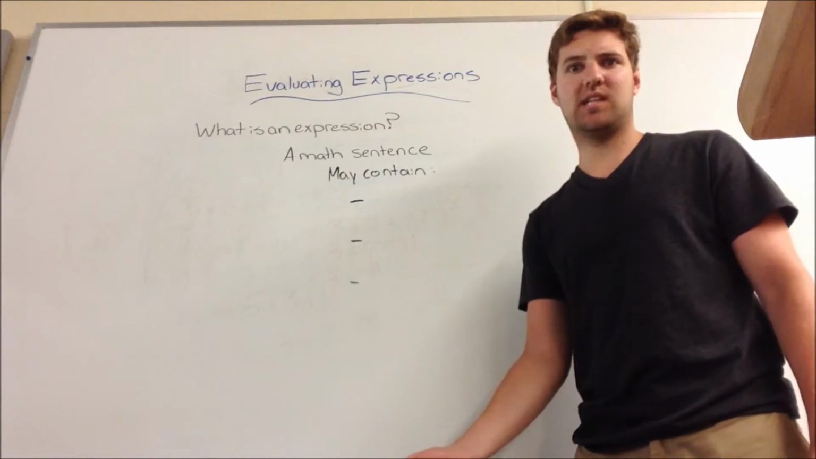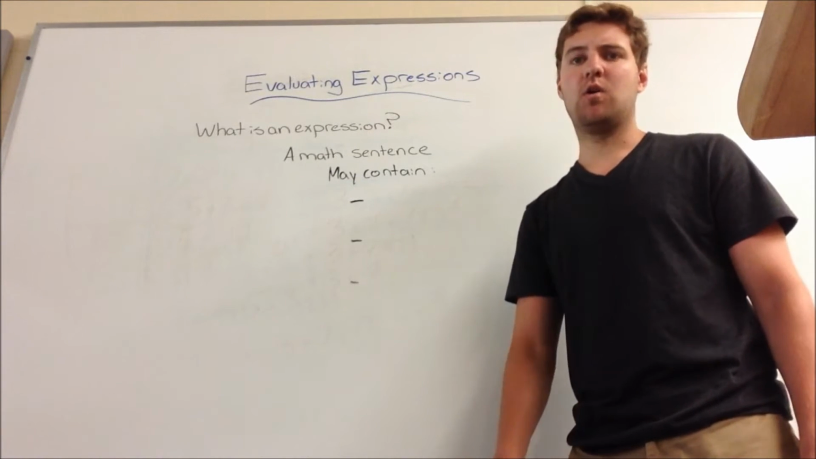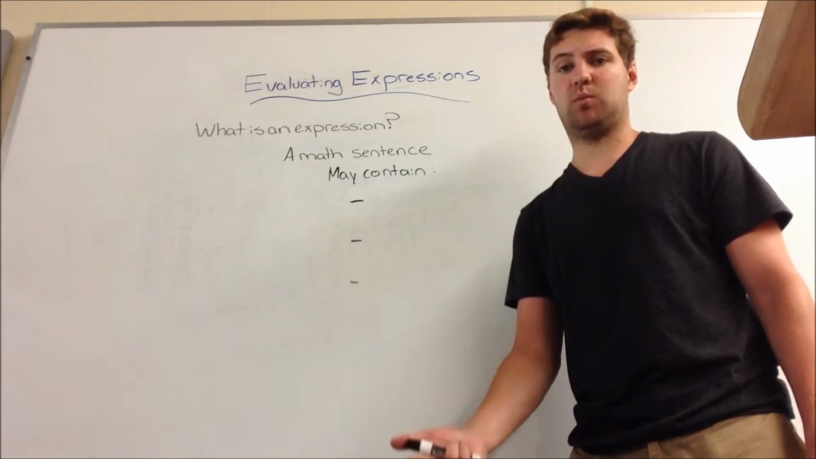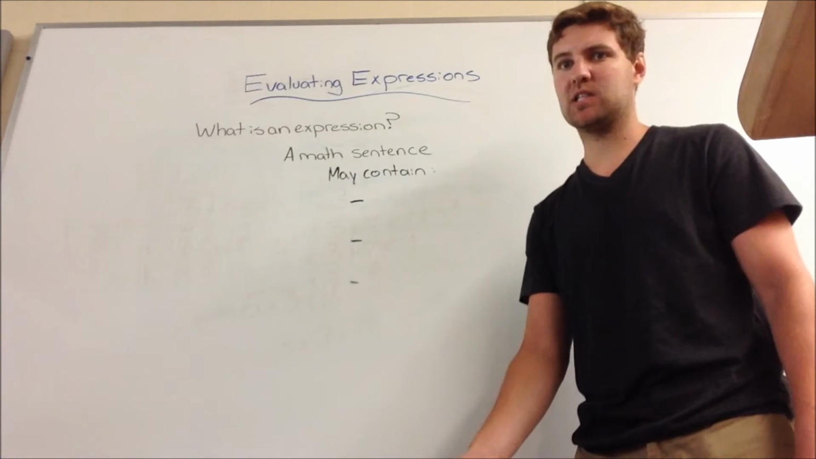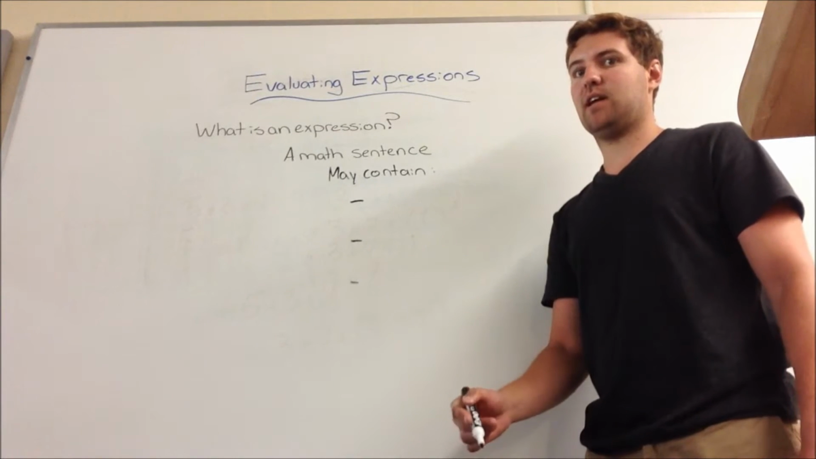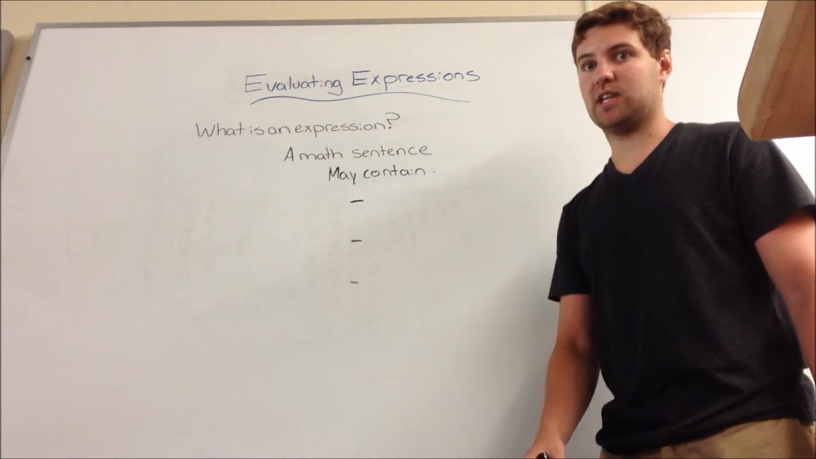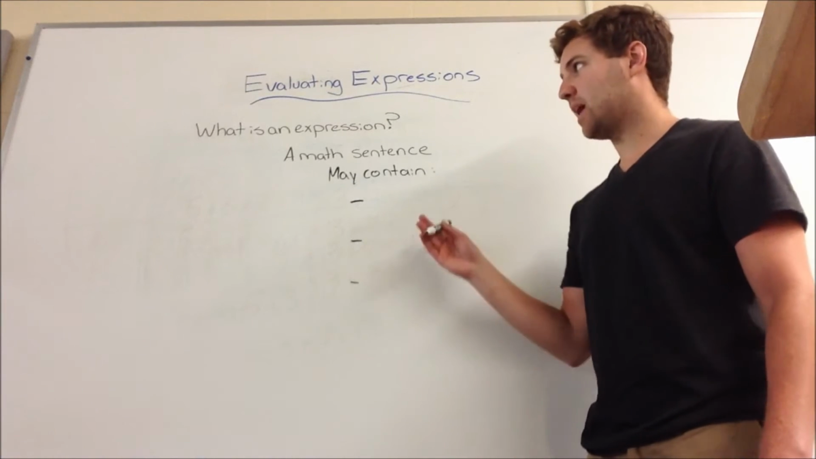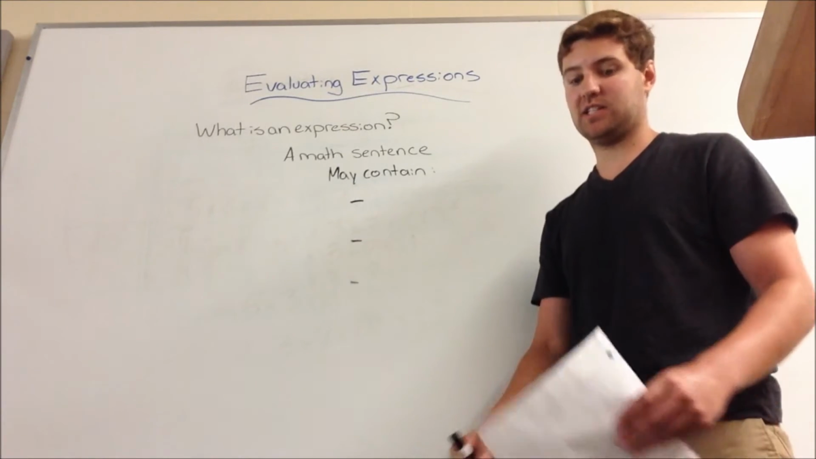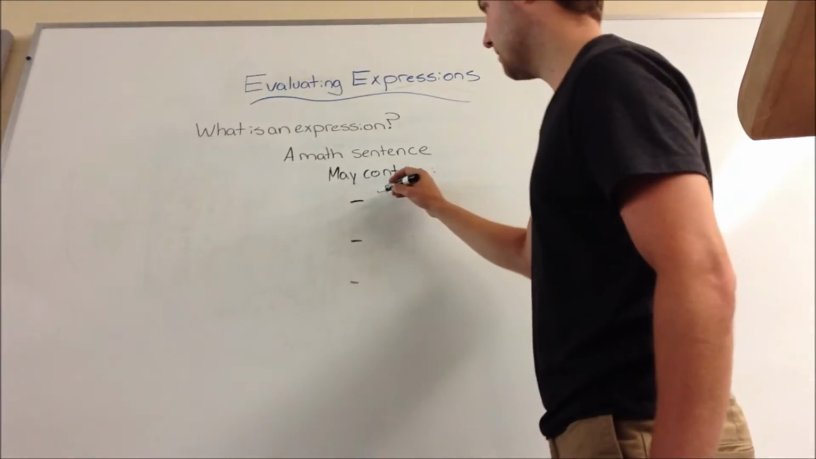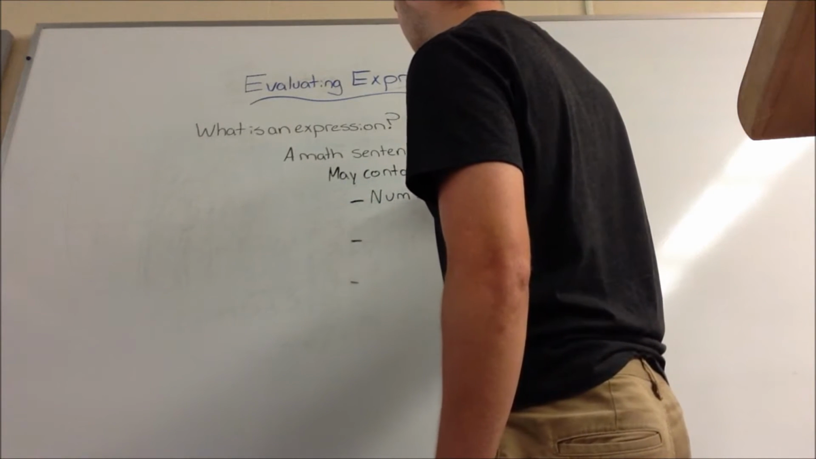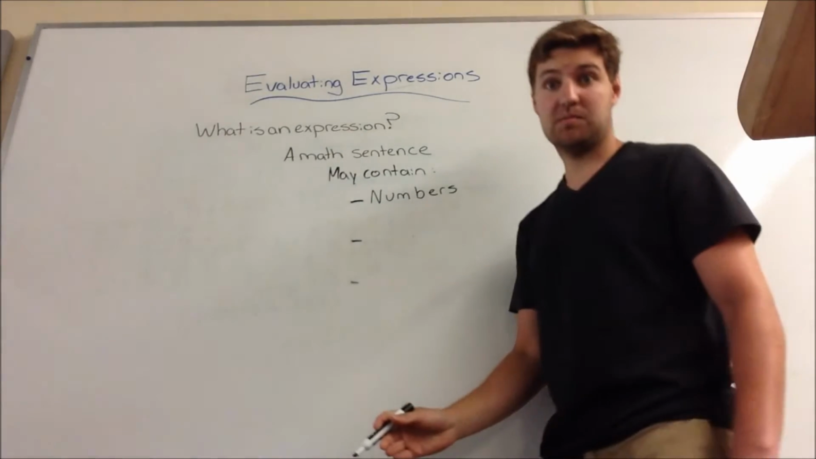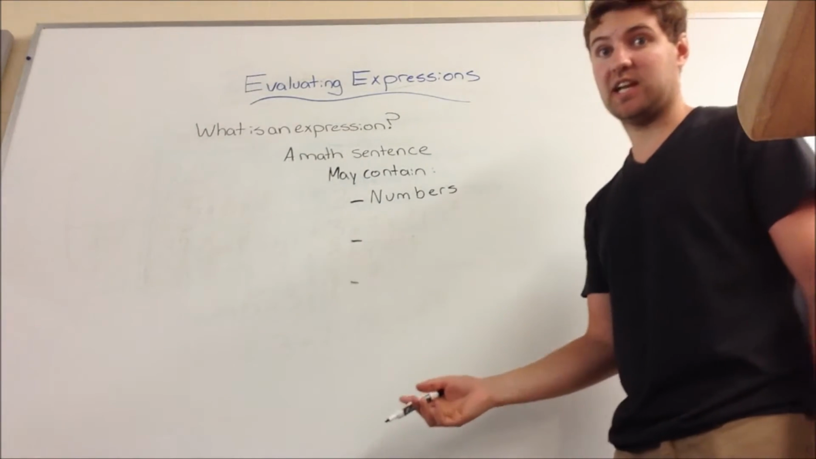Right? So think about sentences in English. What can they have? Well, they can have letters, which become words. They have periods, capitals, question marks, exclamation marks. So just like an English sentence contains those things, there's a few things that a math sentence is allowed to have in it. The first thing it can have is, you probably guessed it, numbers. A math sentence can contain numbers.